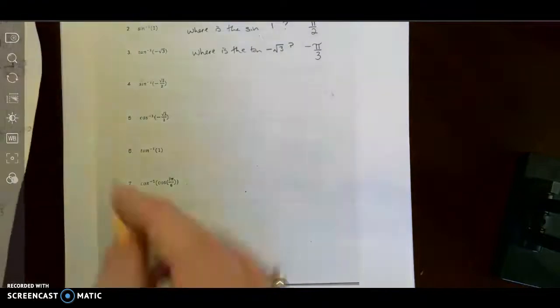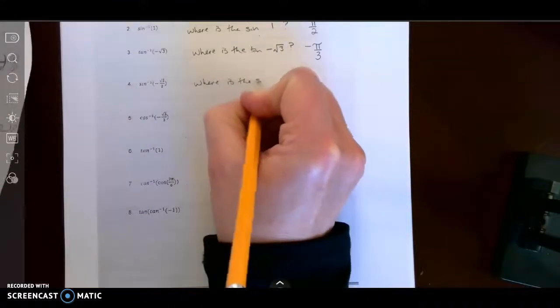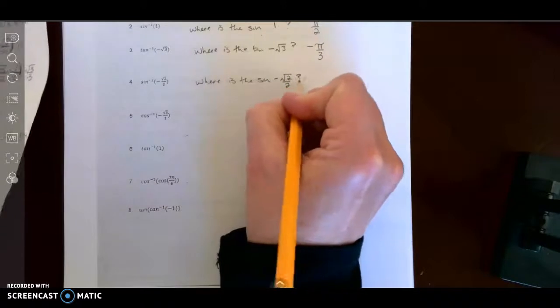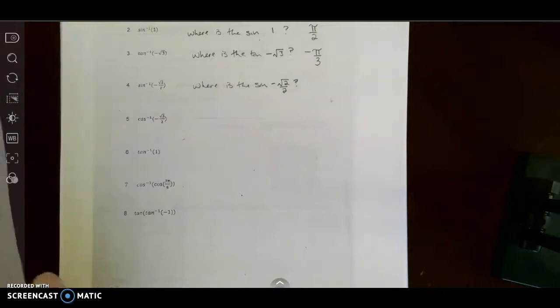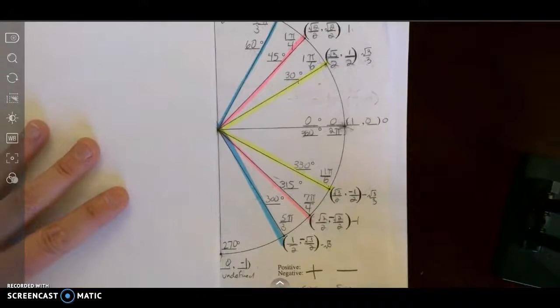Let's go to number 4. This is asking where is the sine, which is the y-coordinate, negative square root of 2 over 2. That's what's being asked here. So again, for inverse sine, I look at the right side of the circle, and it's negative, so I know it's going to have to be on the bottom, and it's the y-coordinate. Where's my y-coordinate? Negative square root of 2 over 2, and that happens right there. And this is, on the unit circle, says 7 pi over 4, but for inverses, this would be negative pi over 4.